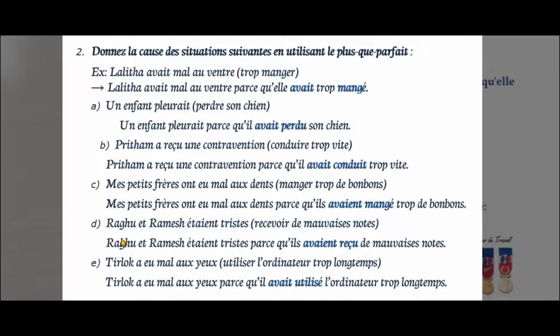The next one: Raghu and Ramesh were sad because they had received bad marks or bad grades. So again, it's ILS. Before that, put the expression, of course, Pascal with apostrophe, and you have AVAIENT, which is the imparfait form of avoir, and recevoir has an irregular past participle. So you need to memorize that, which is REÇU.